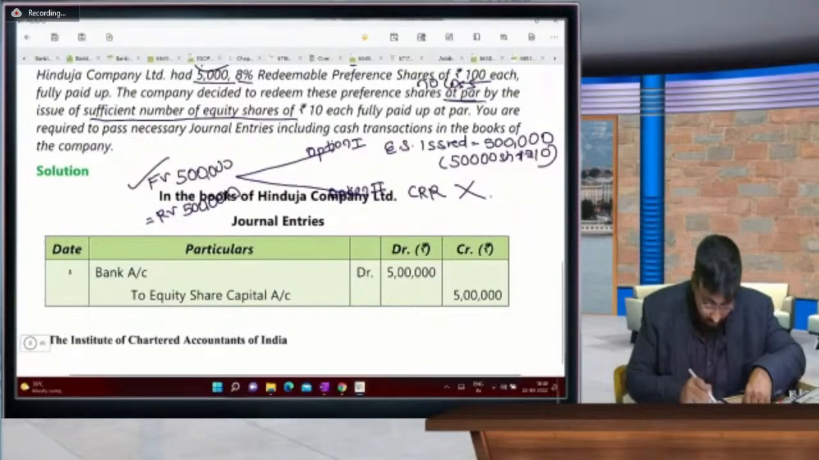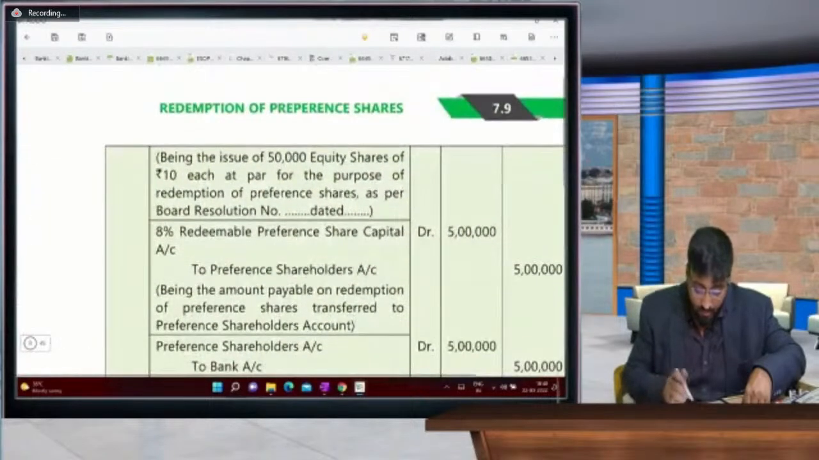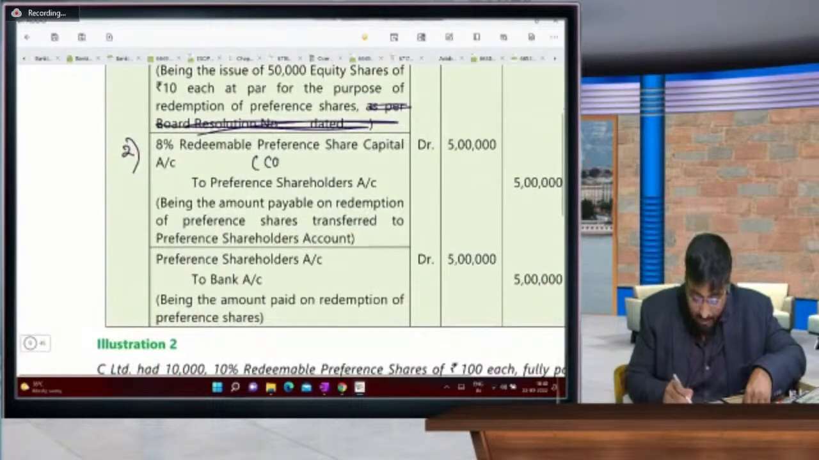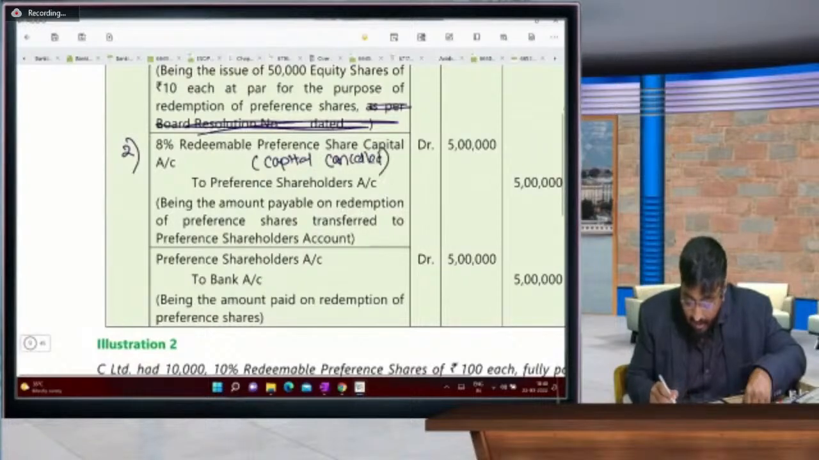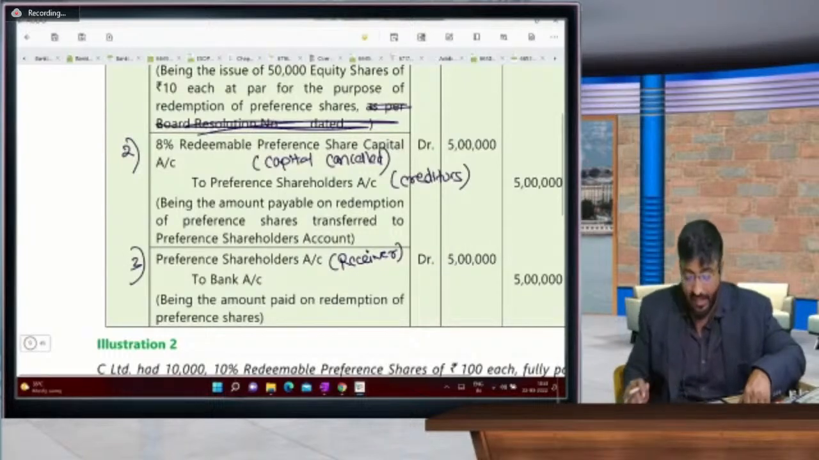Bank account debit to equity share capital, being issue of equity shares for the purpose of redemption. Don't write this as per and all, there is no need beta in exam. Second one, preference share capital. This is capital cancelled. You always tell yourself, this is capital cancelled and preference shareholders are creditors. Preference shareholders are becoming receiver. Creditors को पैसा दिया to bank account. All entries are over.